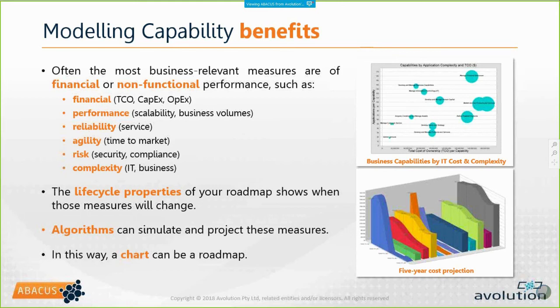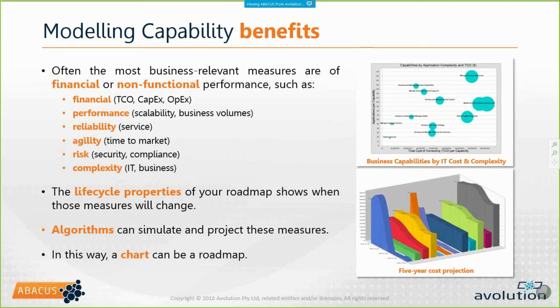So we can measure all these things because they are properties we can put on our applications or on our processes. And the lifecycle properties we talked about earlier will show when these measures are going to change. So as applications become decommissioned or processes go on stream or new technology is commissioned, that will make a difference to the cost, or to the reliability, or to the risk. So as our roadmaps progress, we can show the progression of these metrics as well.